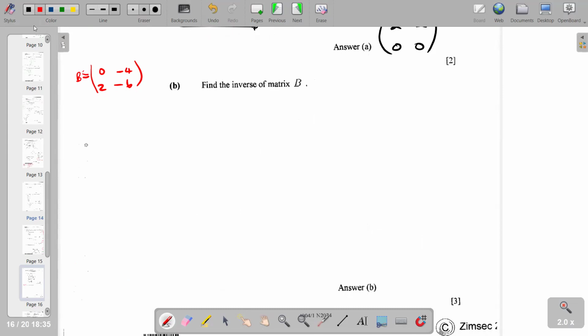To get the inverse, step number 1, you will need the determinant. So the determinant of B will be equal to this multiplied by this, which is 0 times minus 6, which is 0, minus this times this. So it's going to be minus 8. So the determinant is going to be equal to 8.